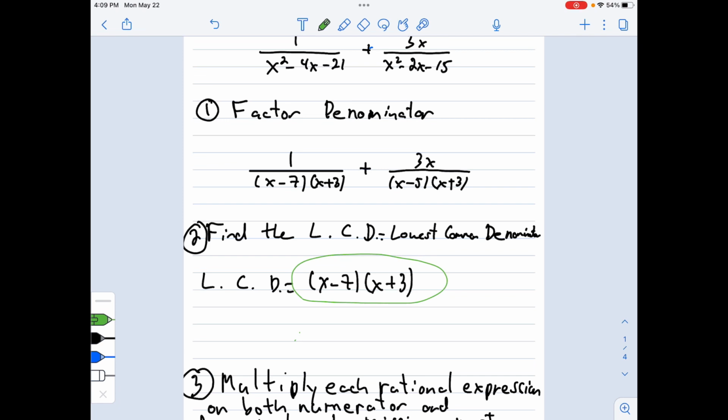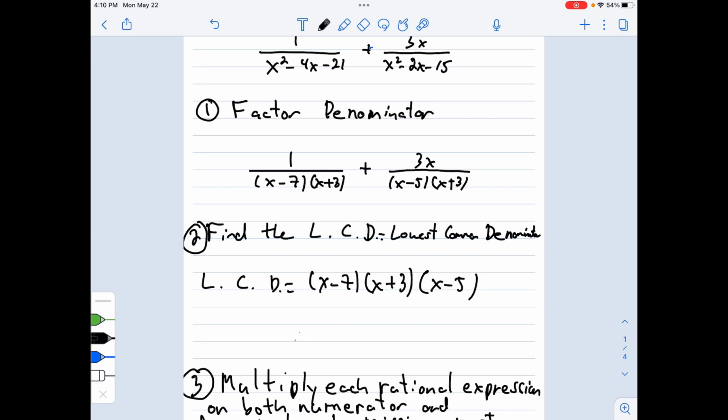So again, what's missing there? In our case, it's the x minus 5 that is missing. Anything that's missing from what you wrote initially, you put down as a factor. And that is it. That would be your LCD. If you had a third fraction that you were adding, you would do the same exact thing. You would go to the third fraction and ask yourself, what am I missing from what I wrote for my LCD?